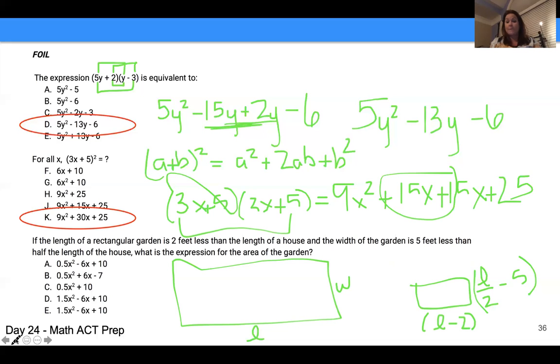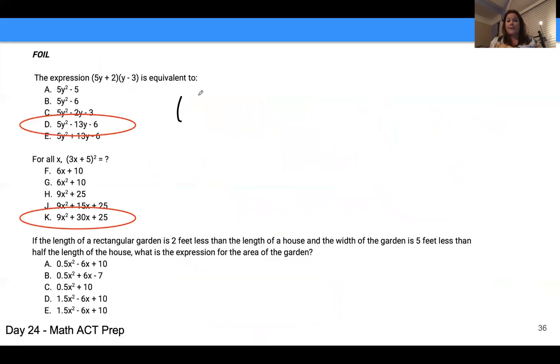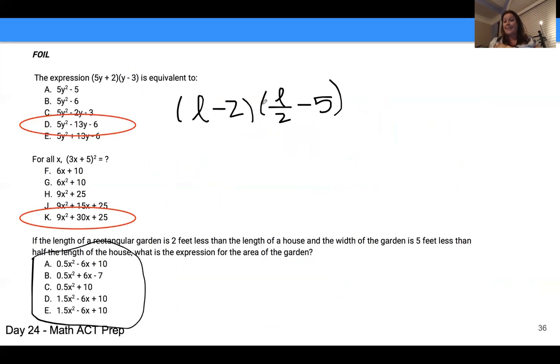Hopefully you've got it written down because I'm going to erase and I'm going to start all over again, okay? I'm going to change pen colors and erase. So we had length minus 2 times length divided by 2 minus 5. And again, we're just going to FOIL. Okay. Now, this is one that's really good. If you go down here and you look in your answers, they didn't leave it in fractions. So you could change this to 0.5L and use your calculator.